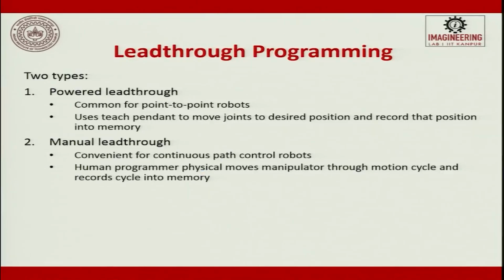Lead through programming, again, has powered lead through and manual lead through. Commonly, powered lead through is point to point. Manual lead through is continuous. This is very important. It uses a teach pendant to move joints to the desired position and record the position. So, it might move in a bang-bang fashion, start-stop. It will go very fast and the path is immaterial. So, the human programmer physically moves the manipulator through the motion cycle and records the cycle into the memory; that is manual lead through. So, you have powered lead through and manual lead through.